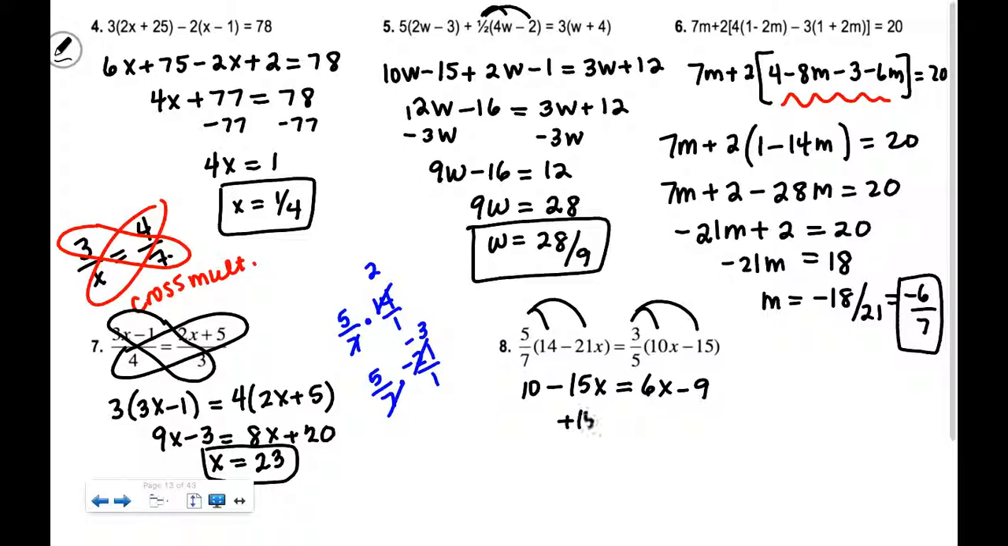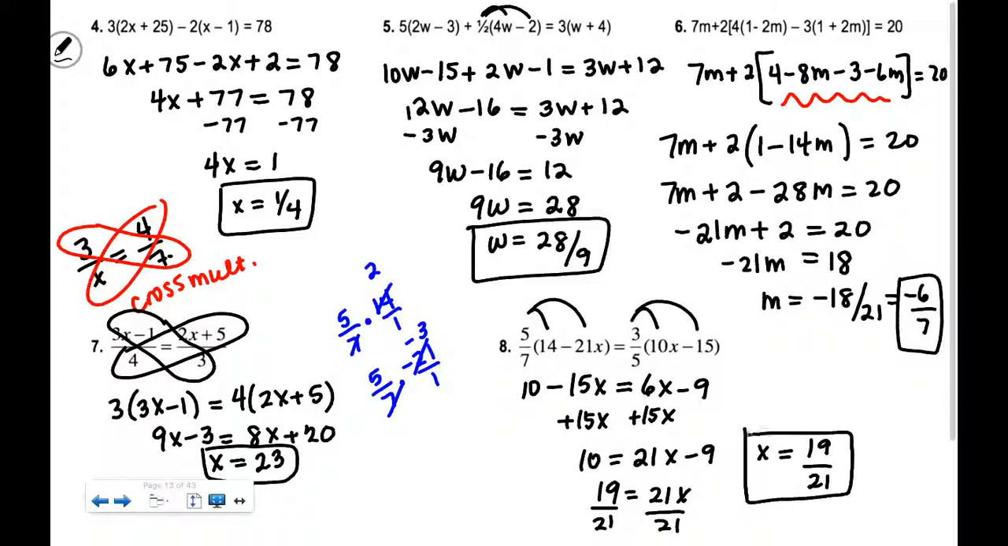So we're going to add the 15x over. We get 10 equals 21x minus 9. I add the 9, I get 19 equals 21x. So I get x is equal to 19 over 21. I divide by the 21. See how the 21 is attached to the 19? I'll show that step because sometimes that's confusing when it's backwards. So yeah, 19 over 21.